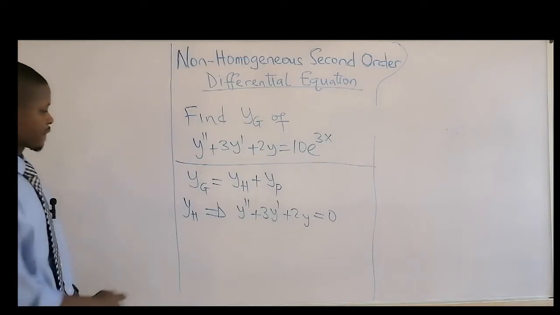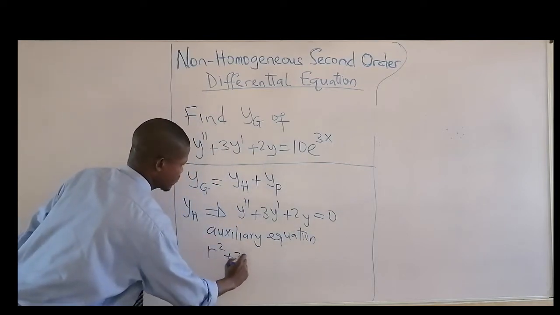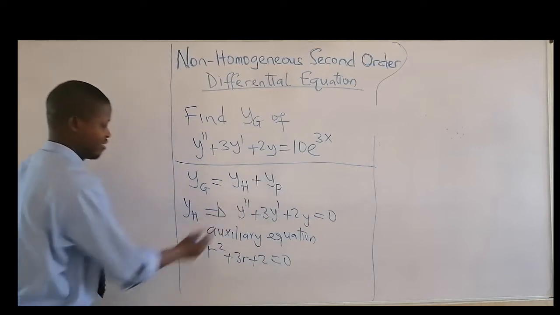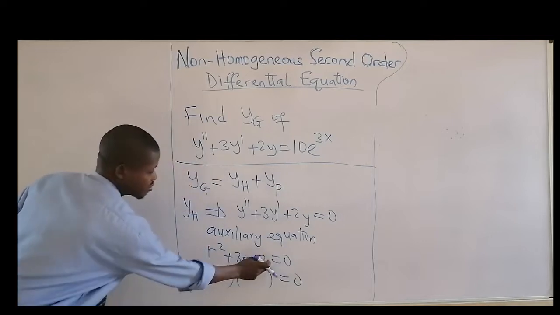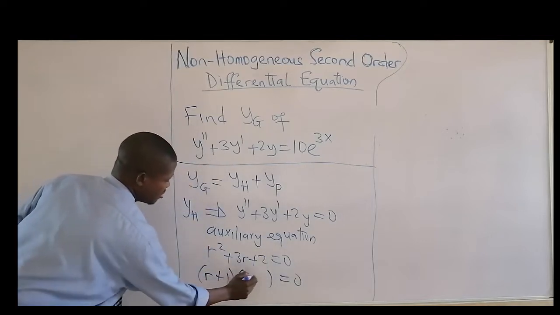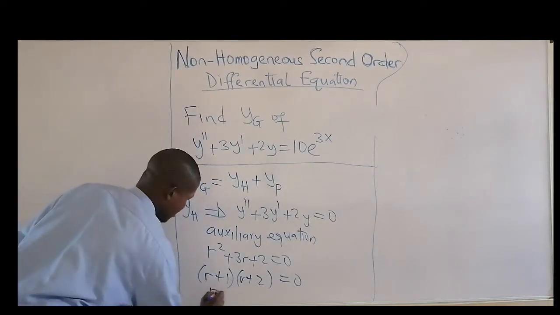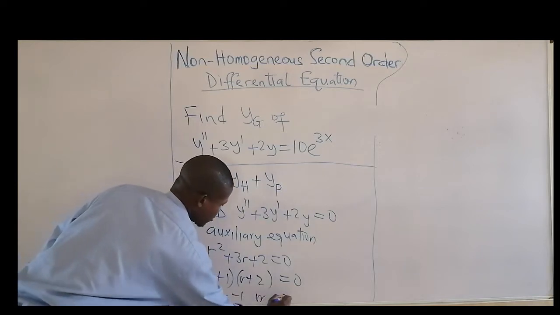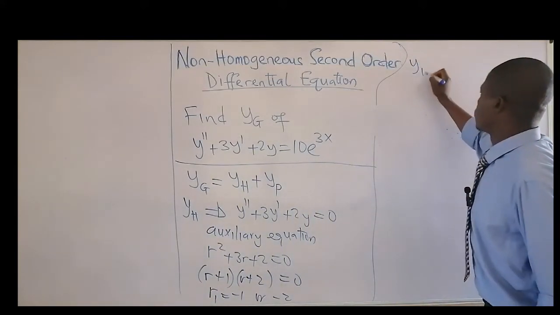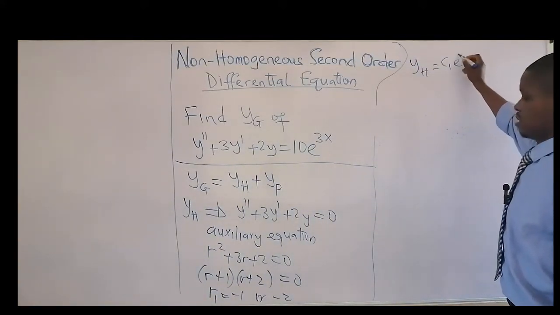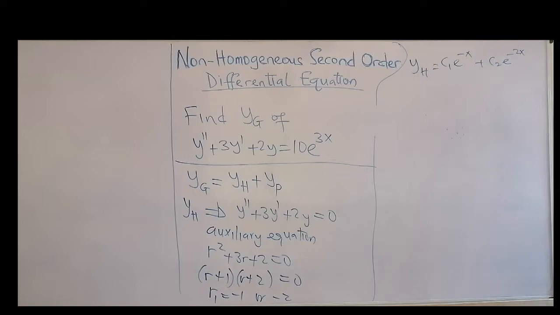So in that case, the auxiliary equation will be r squared plus 3r plus 2 equals 0. I've explained this in a previous video, and you can factorize this. This is plus 2, and that is plus 1. So in this case, r1 is minus 1 and r2 is minus 2. And the homogeneous solution will be equal to C1 e^(-x) plus C2 e^(-2x). So that's the homogeneous part.